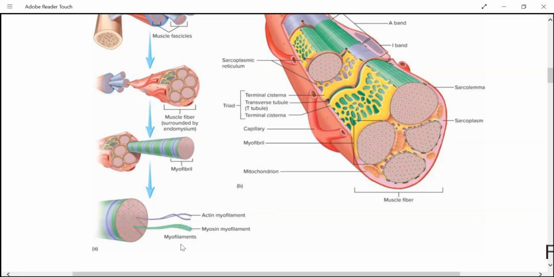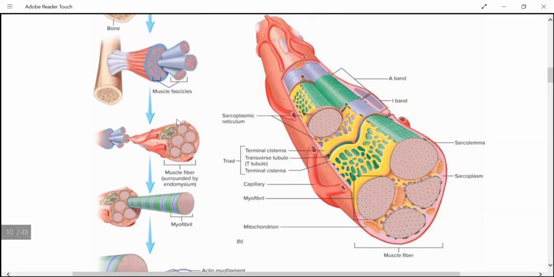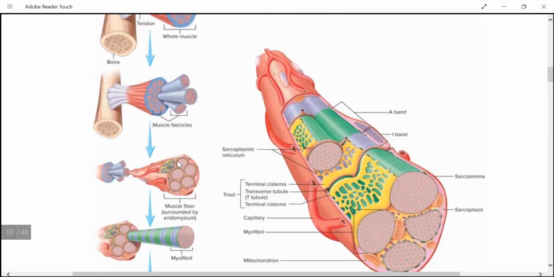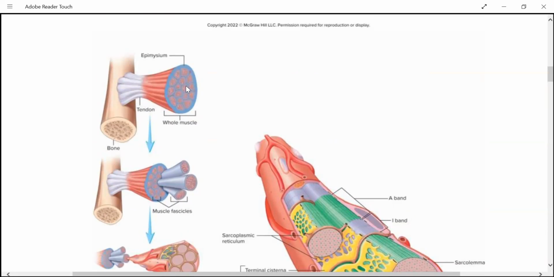A bunch of myofilaments combined create a myofibril. Multiple myofibrils are surrounded by an endomysium, and that's what creates a muscle fiber. Muscle fibers are grouped together and surrounded by the perimysium, and that's what forms a muscle fascicle. And then our muscle fascicles are grouped and surrounded by the epimysium, which is what forms a whole muscle.